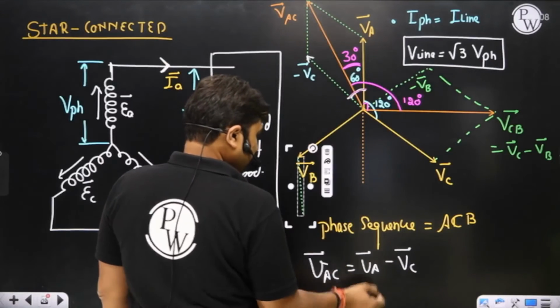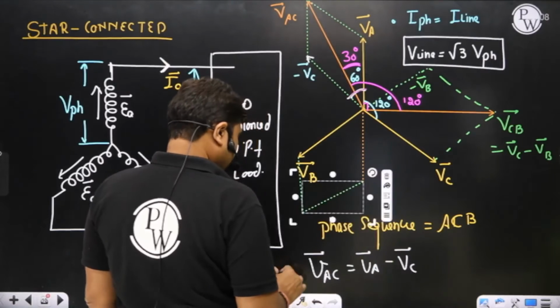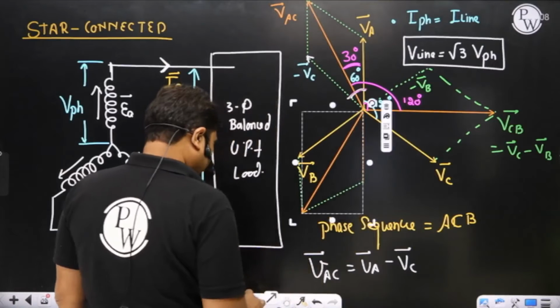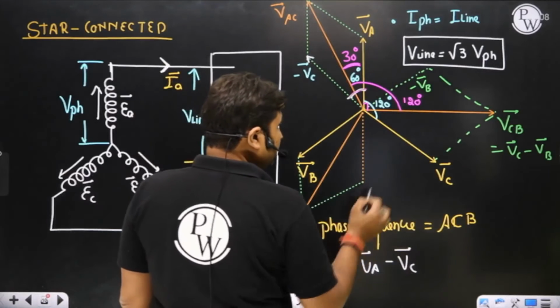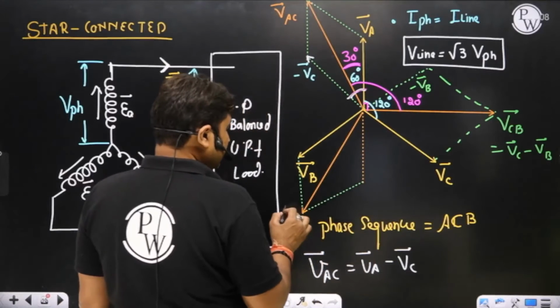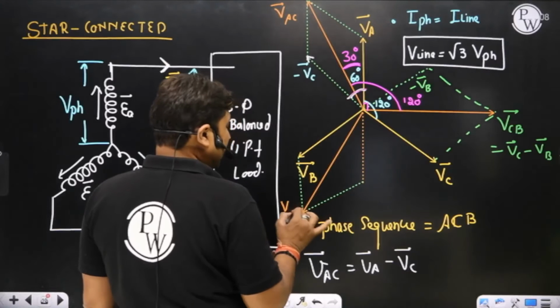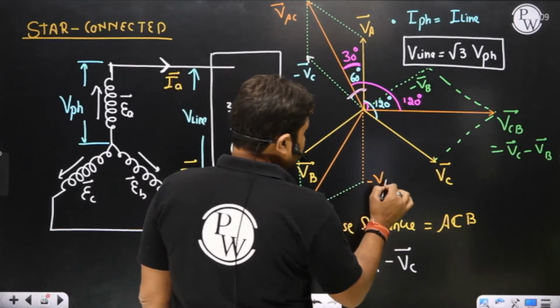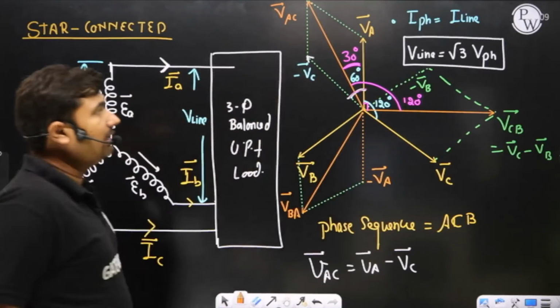So we have this line to line voltage VBA. Line to line voltages VBA, VBC, VCB and VAC are displaced in time by 120 degrees. Is it okay? Yes, sir. Now we are able to understand the star.